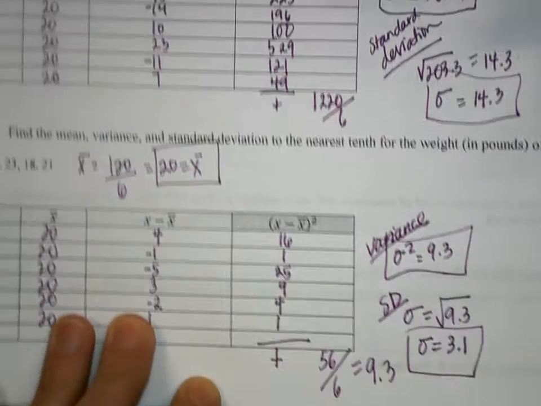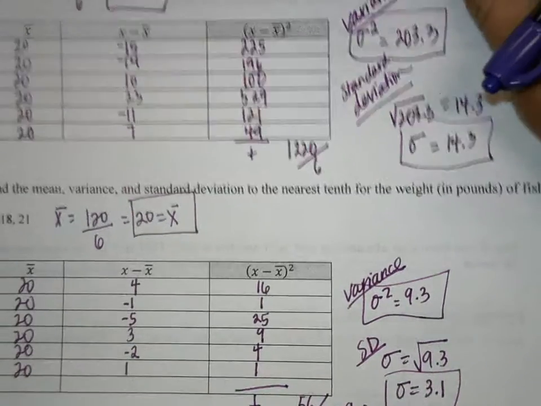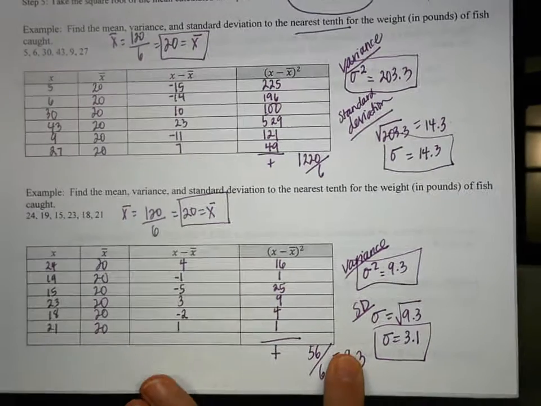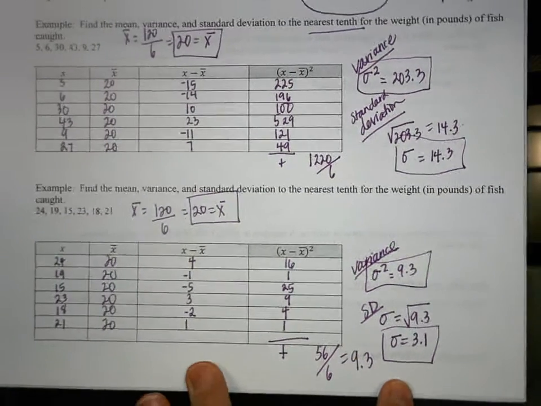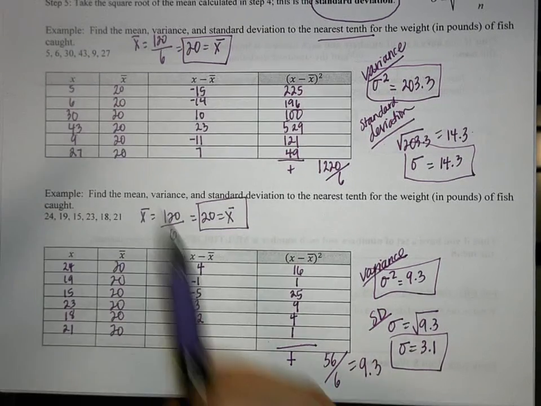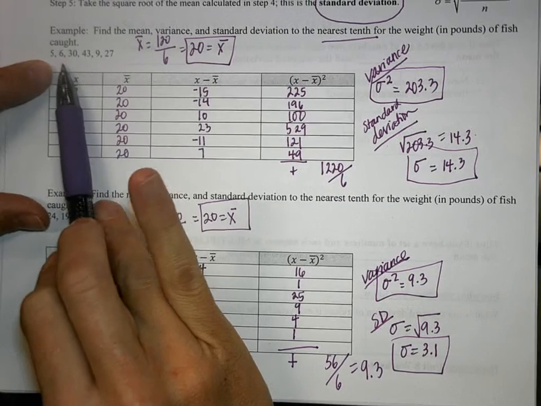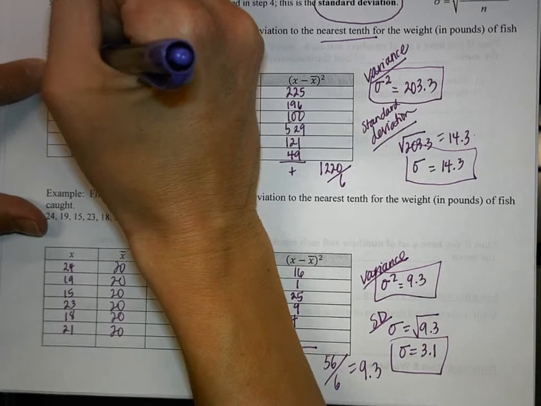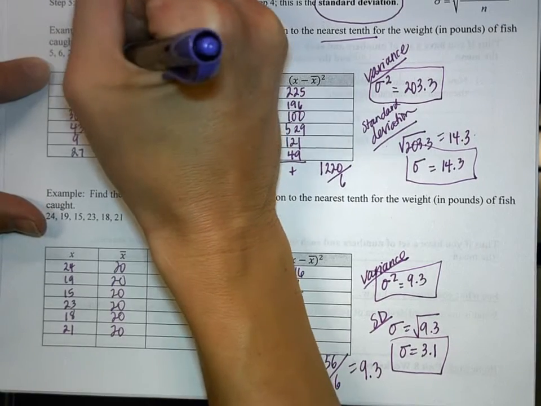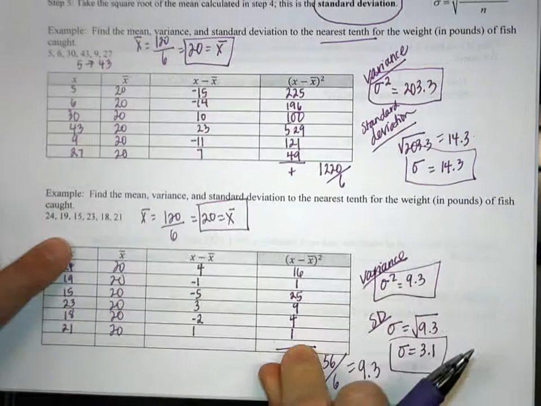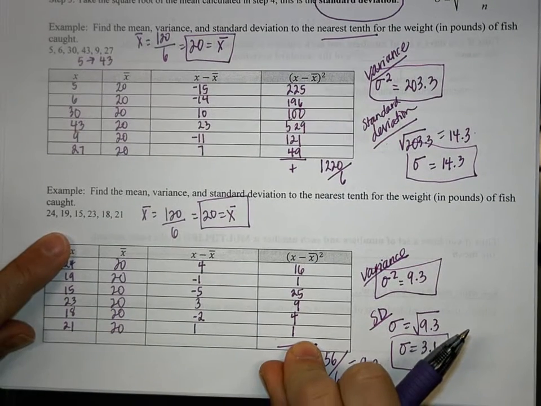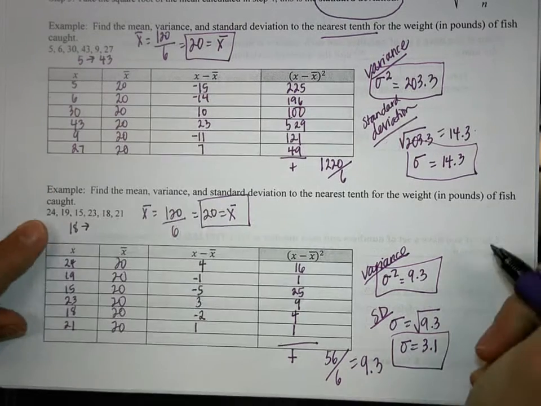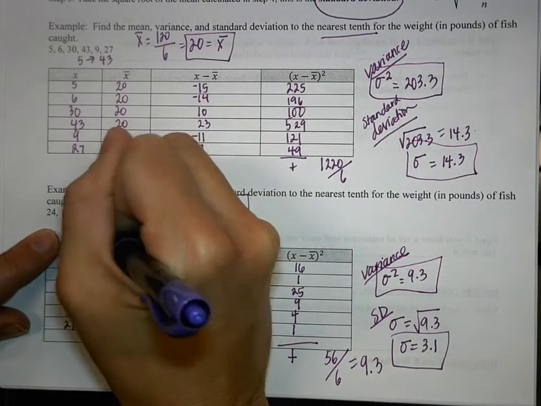So if we look at these two examples, what was the smallest number here? 5. And the largest number was 43. What was the smallest number here? 18. And the largest number was 24.